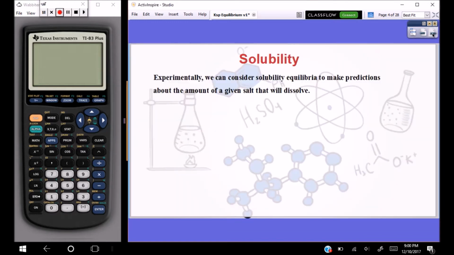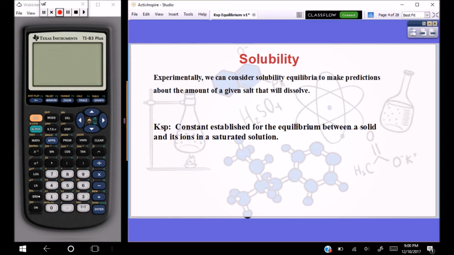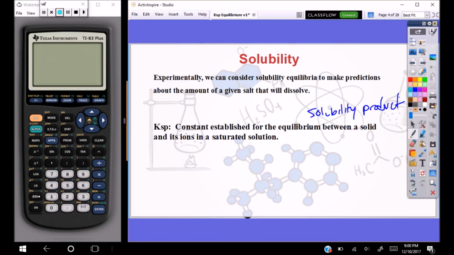So experimentally, we can consider solubility equilibria to make predictions about the amount of a given salt that will dissolve. So Ksp. Ksp is the equilibrium constant for the solubility product. That's what sp stands for, solubility product. And that is the equilibrium for the solid and its ions in a saturated solution.